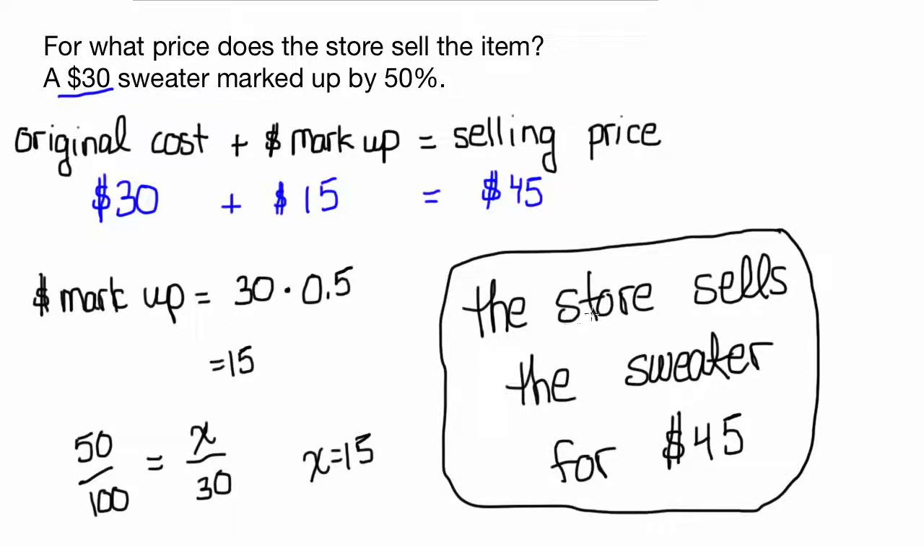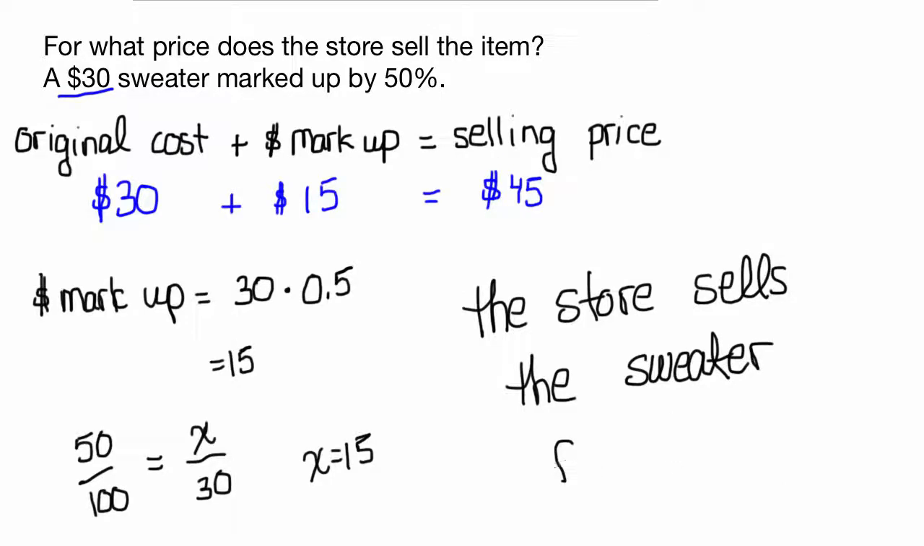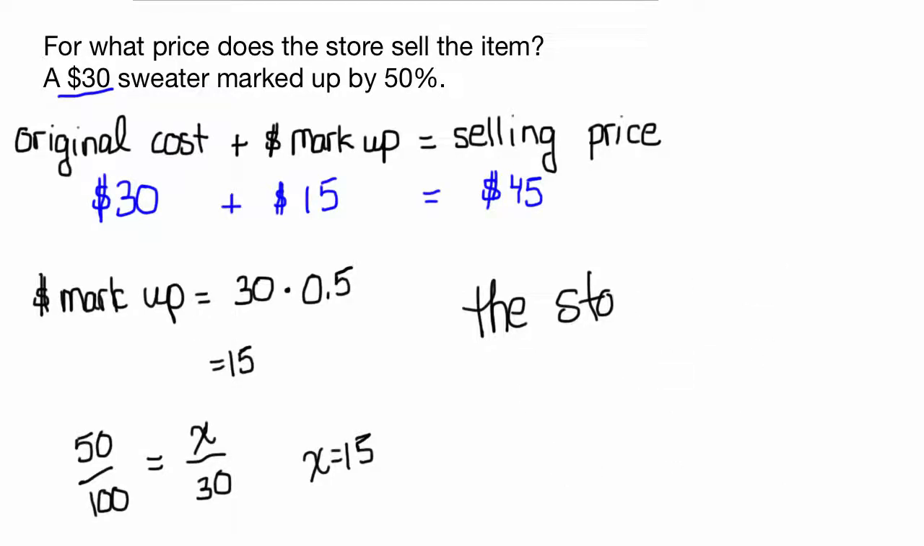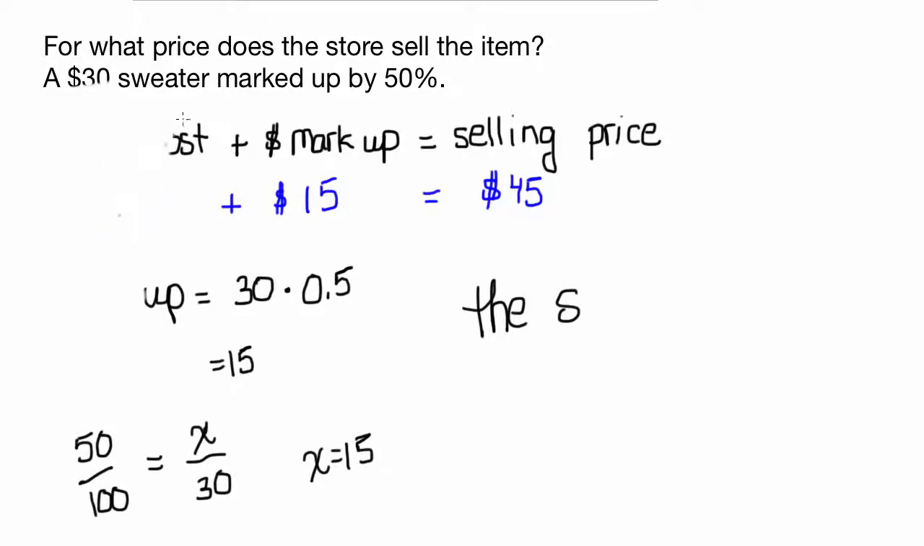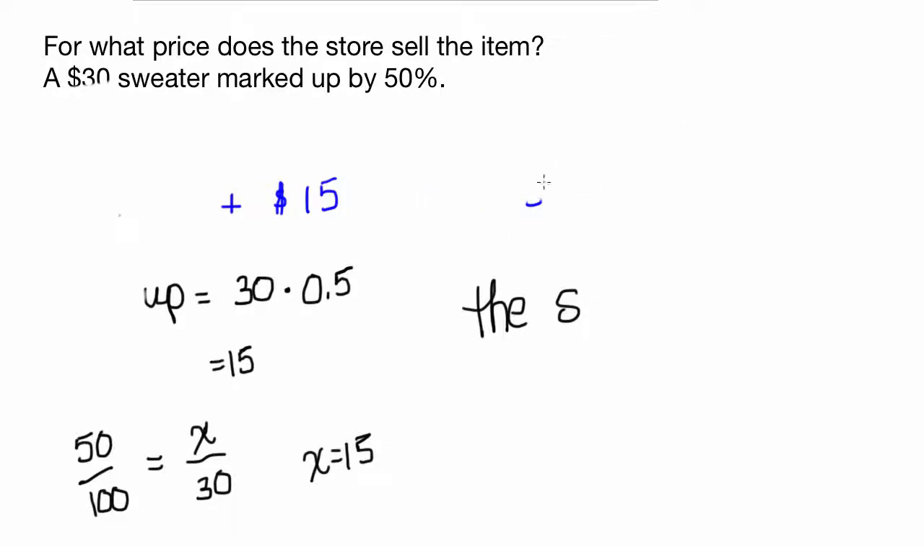Now, this is my question to you. Is there a faster way to do this? And kind of like with the discounts, there is. So what if I told you there was a way to do it where we only had to multiply two numbers together? And there is, and it's similar to how we did the discount. I'm going to show you the quick way to do it, then I'm going to show you why.